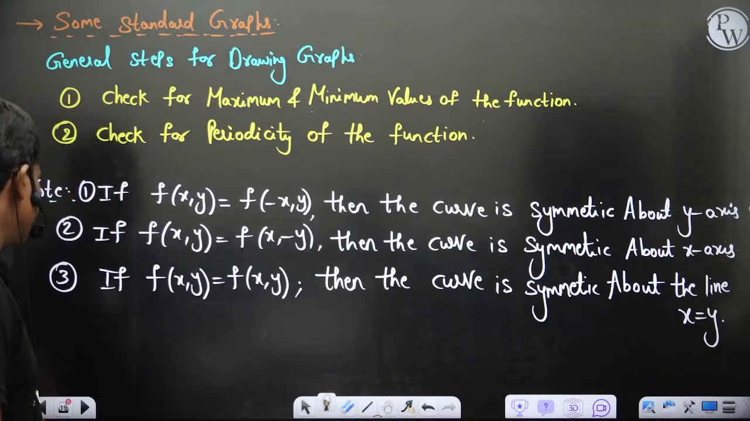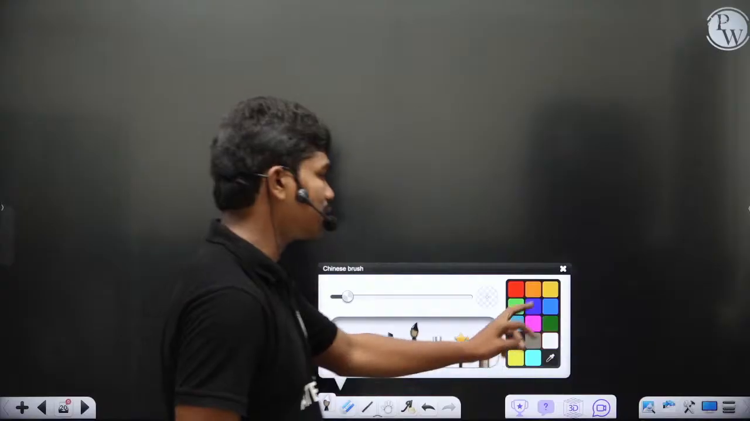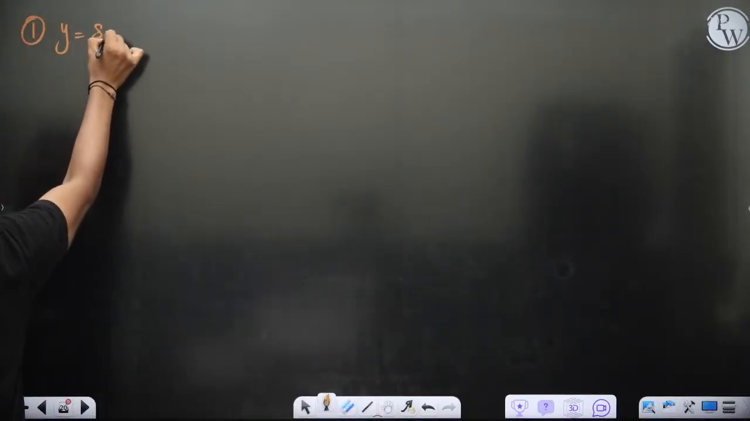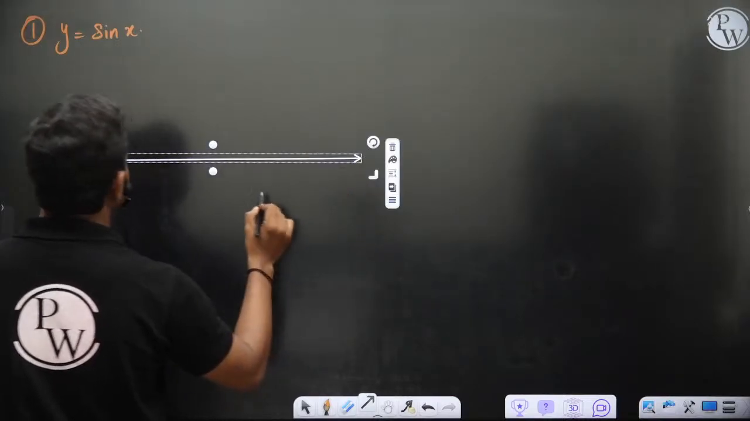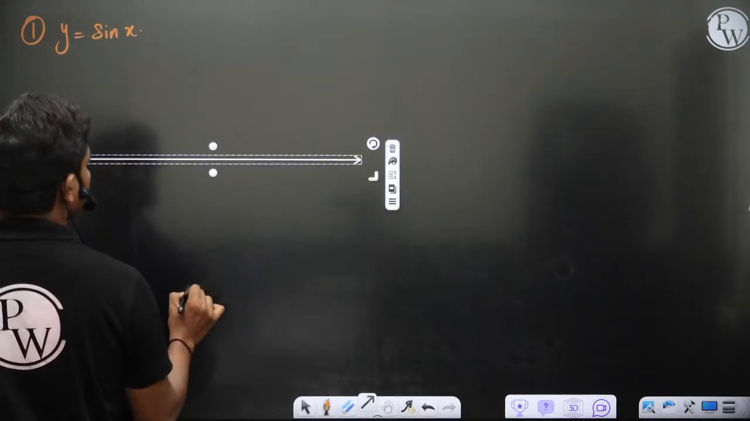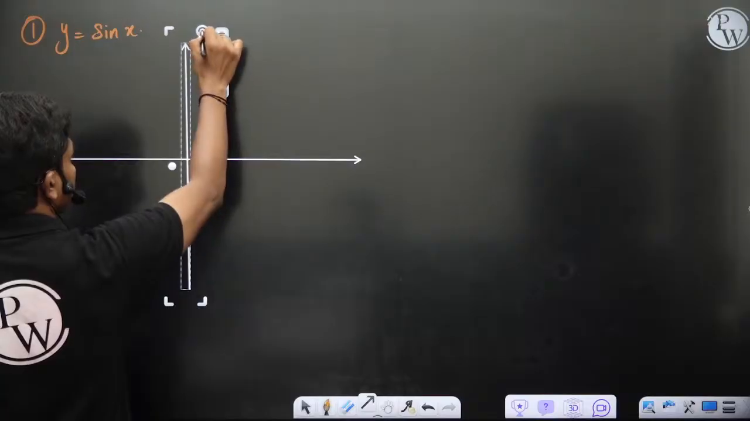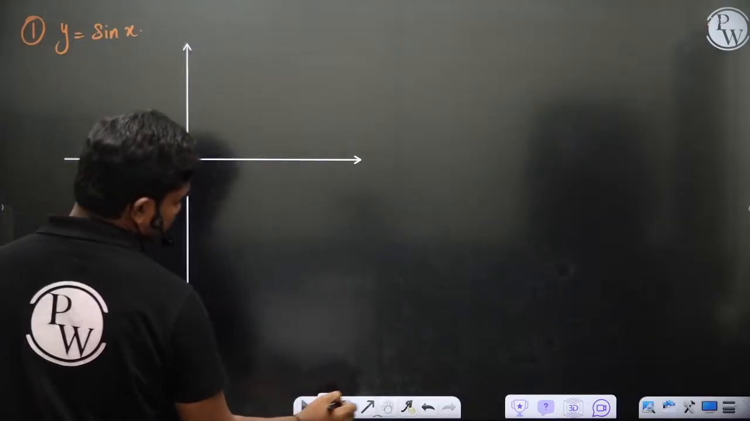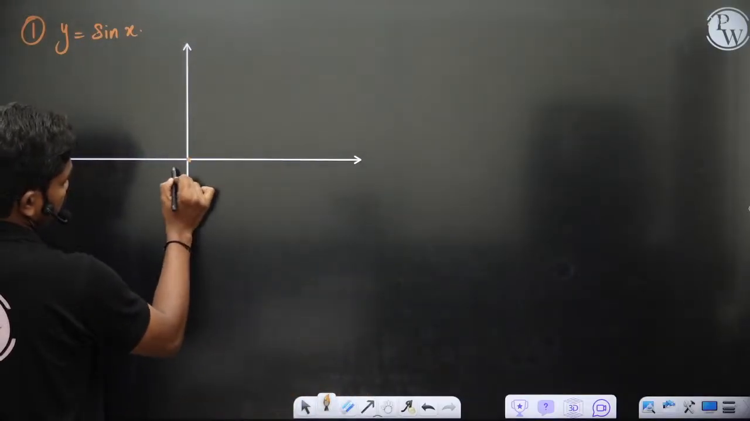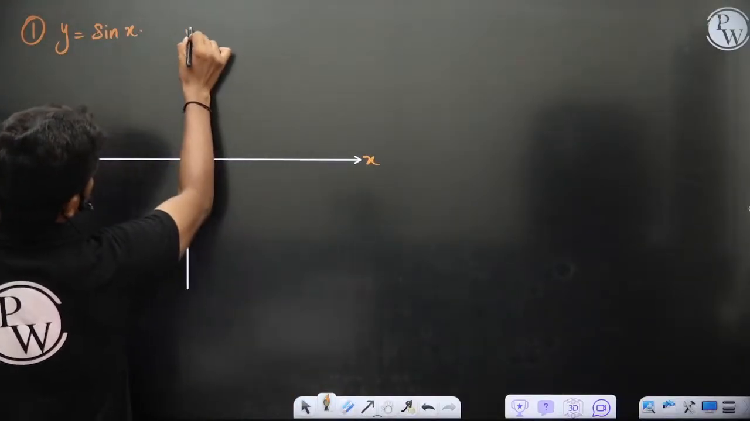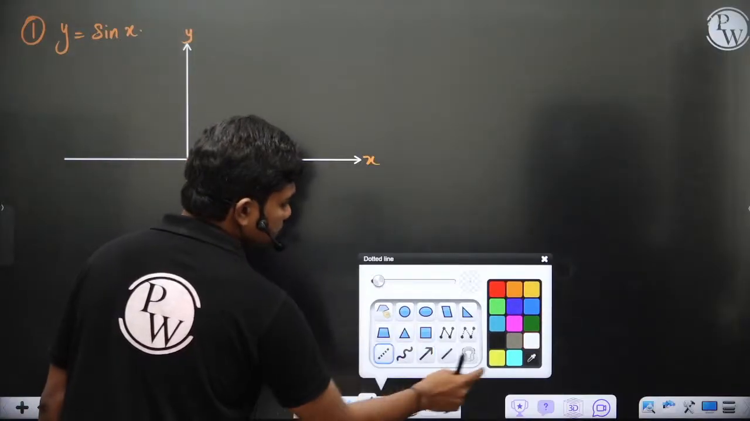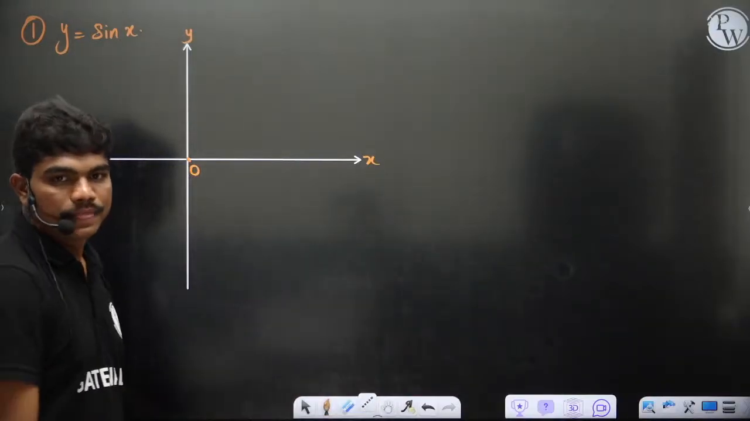Okay, so with this idea, let us start drawing some standard graphs. Let's start with the easiest ones, which you guys know. y is equal to sin x. If you plot this, first of all let us follow the rules. On this xy axis, I want to plot y equal to sin x. The first point: check for maximum and minimum values, if any.